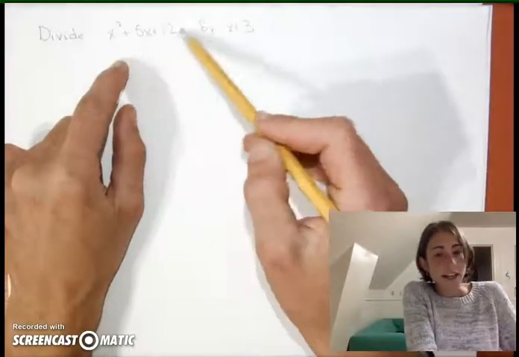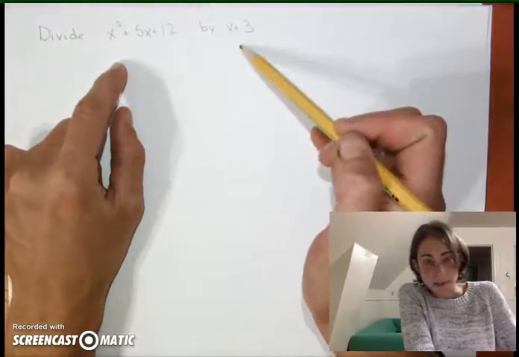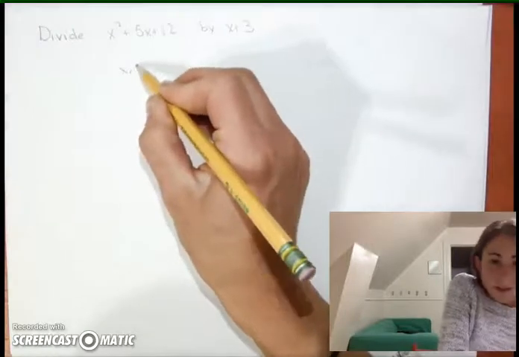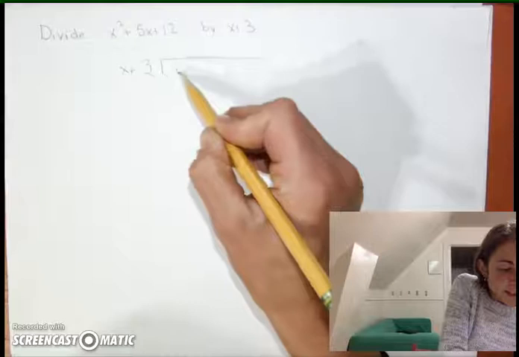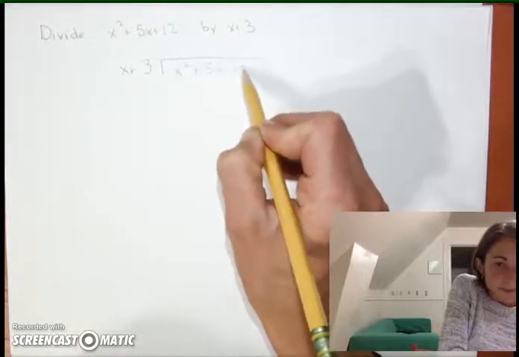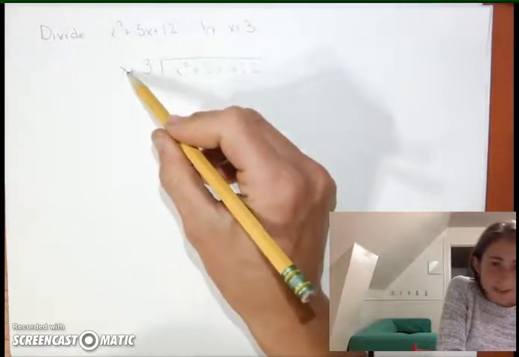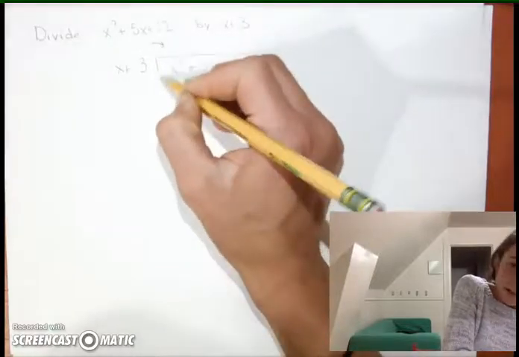I want to divide this degree 2 polynomial, this quadratic, by this linear polynomial, x plus 3. So I set it up just like I set up normal long division. I put the thing I'm dividing by on the outside, and the thing I'm dividing into on the inside of this bar. Now I will look at the first part of the inside and see how many times that goes into it.